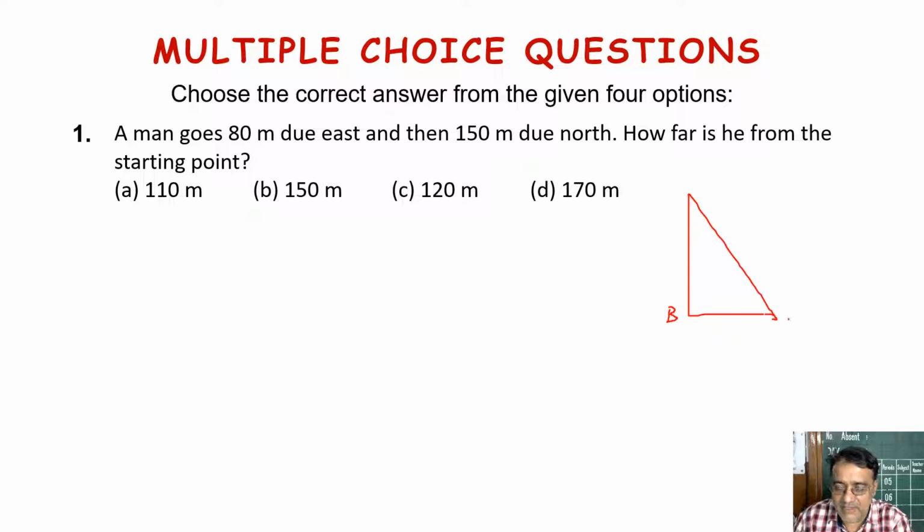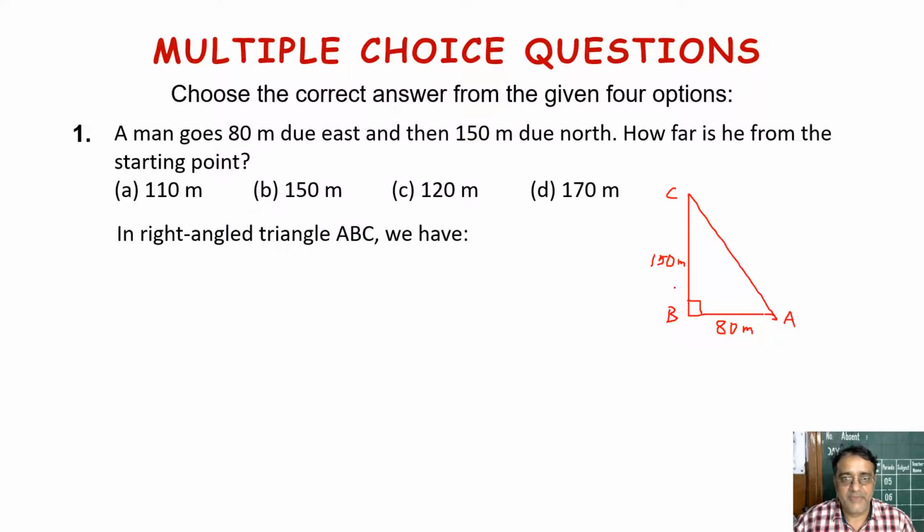और इसको A ले लेते हैं, right, इसको C ले लेते हैं. So this is 90 degree and this is 80 meter. Okay, this is 80 meter and this is 150 meter. Right. Now, how will you find AC? By Pythagoras theorem. Right, very good, by Pythagoras theorem.